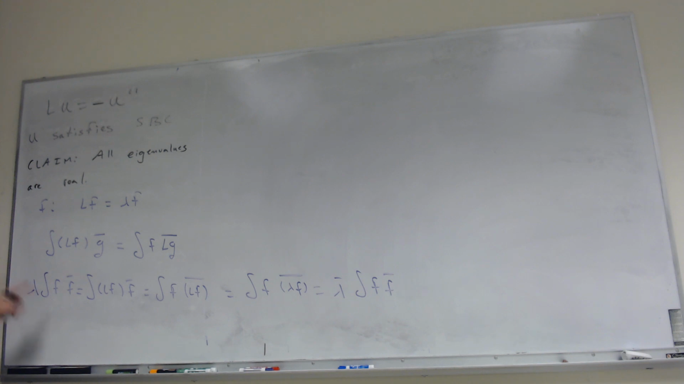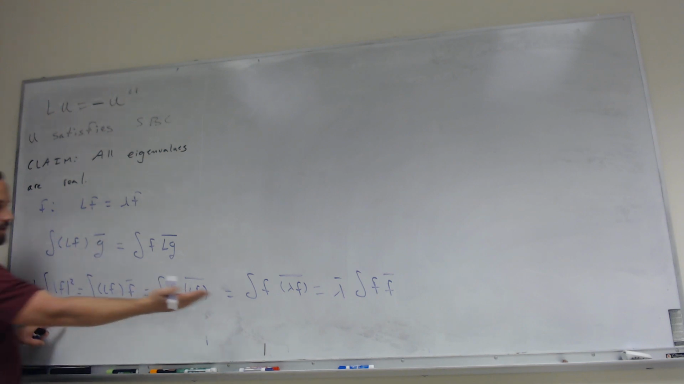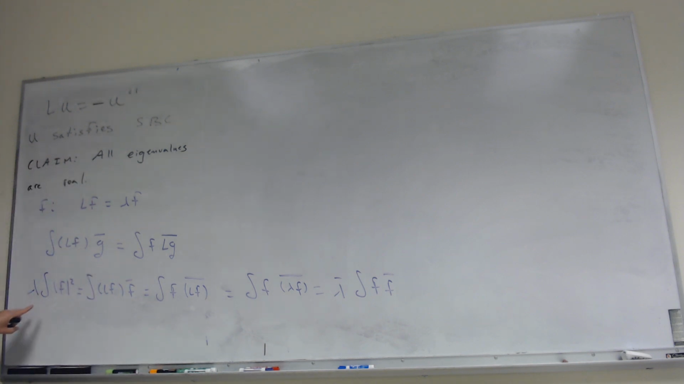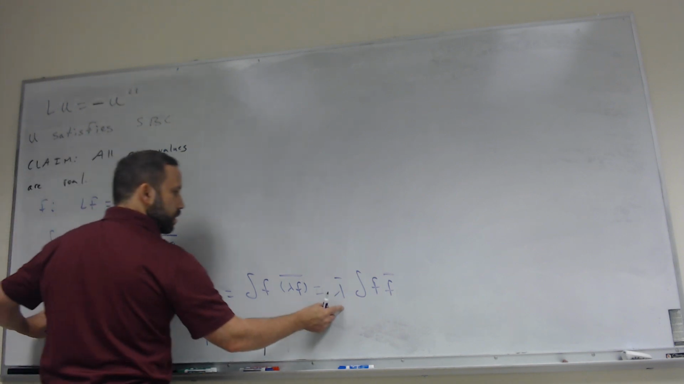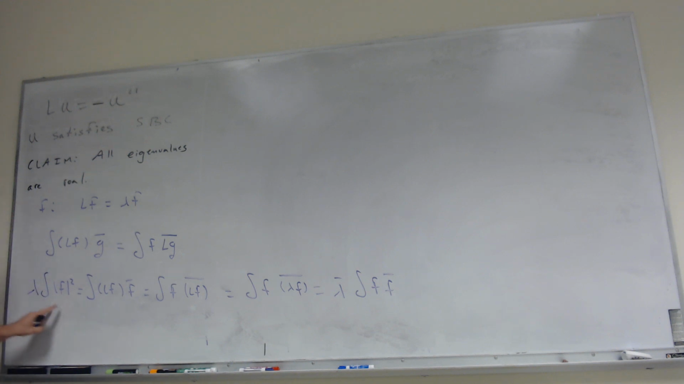Now I know this integral cannot be equal to 0, because f times f bar, like I've been saying, is the modulus of f squared. This is a non-negative function. It's not identically equal to 0. If it was, it would mean f is equal to 0. So I have lambda times a positive number equal to lambda bar times the same positive number. In other words, lambda is equal to lambda bar.